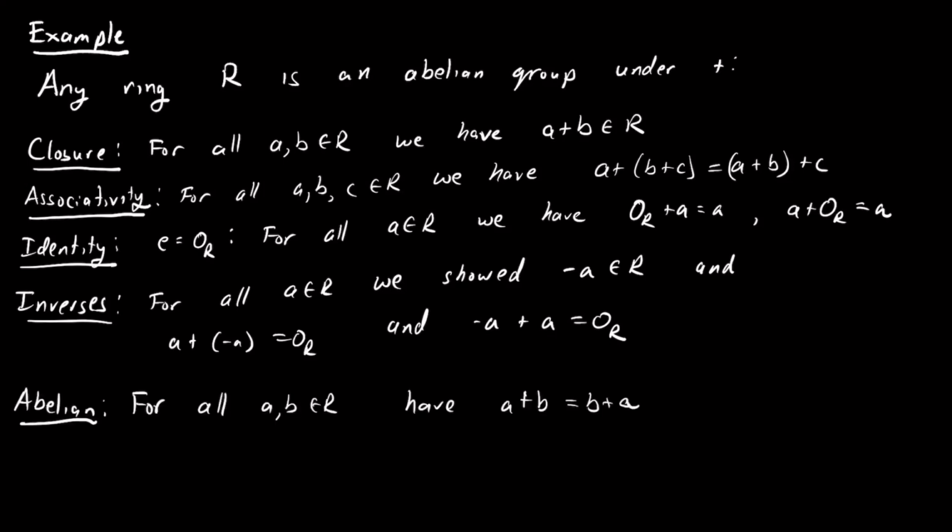And then finally, we know that this is abelian because one of our ring axioms was that addition was commutative, namely that for all a and b in R, a plus b was equal to b plus a.